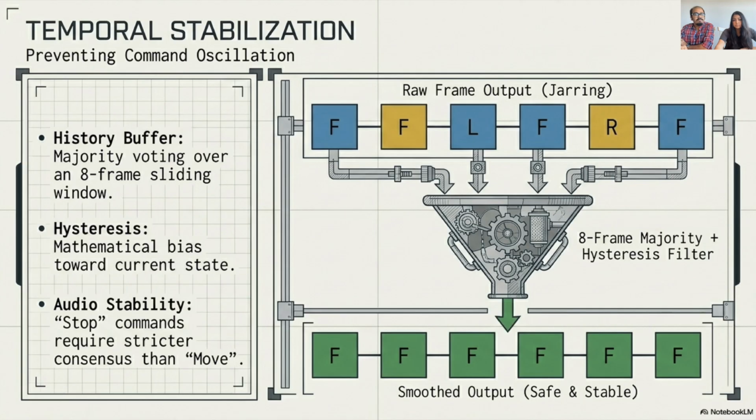Hysteresis, a mathematical bias toward the current state. So, the proposed new state has to beat the current state score by a margin, not merely tie it. And then there are the asymmetric thresholds. Stop requires stricter consensus than move, because we would rather miss a stop by a frame than emit a false stop that breaks the user's stride for no reason. The diagram shows the effect. Raw per-frame output is jarring. After the 8-frame majority plus hysteresis filter, the output is clean and committed.